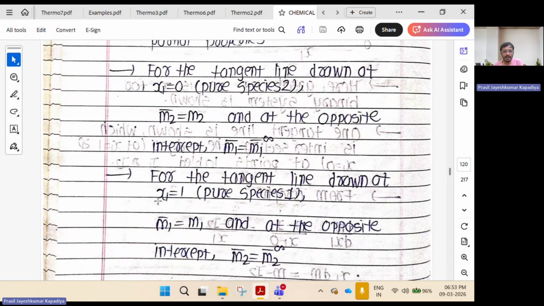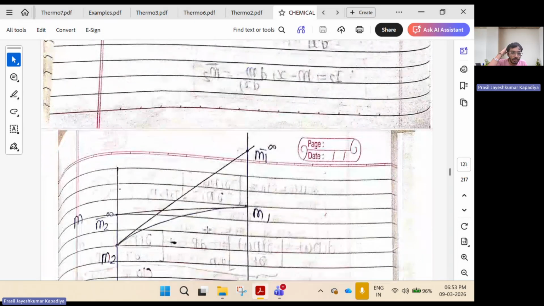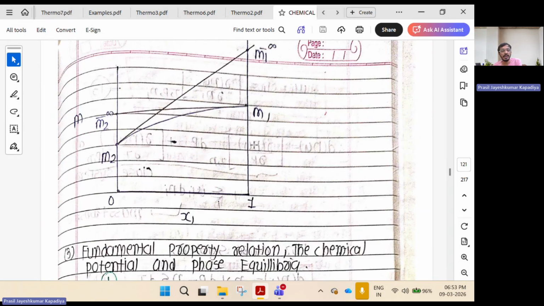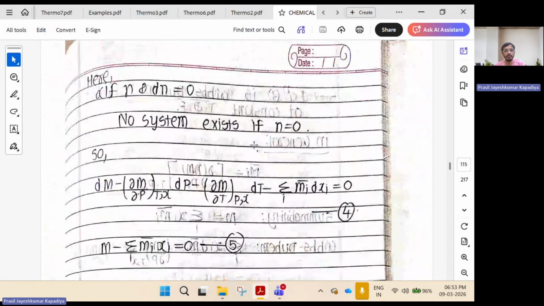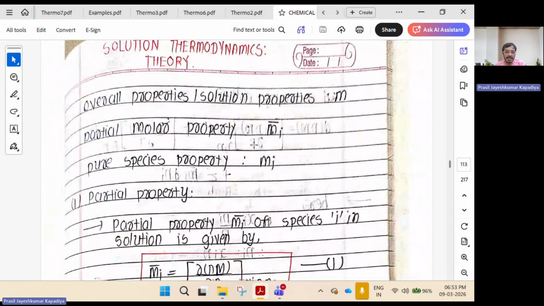For the tangent line, x1 tends to 1. So when it is just one component, my m1 bar will be equal to m1, and my m2 bar is nothing but the value at infinite dilution concentration. Okay, so this is what we have got from this. This is M2, this is M1, this is my M2 bar infinite, and this is nothing but my M1 bar infinite. So this is all very important because it is going to be useful further for partial molar properties.